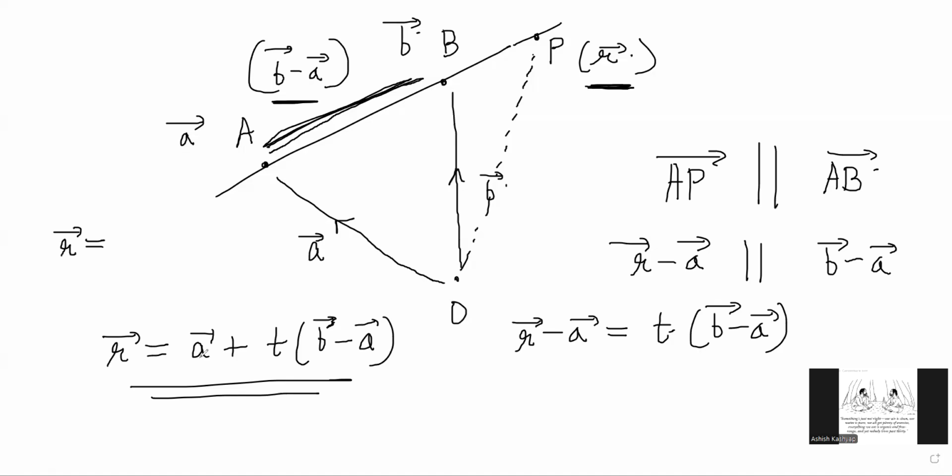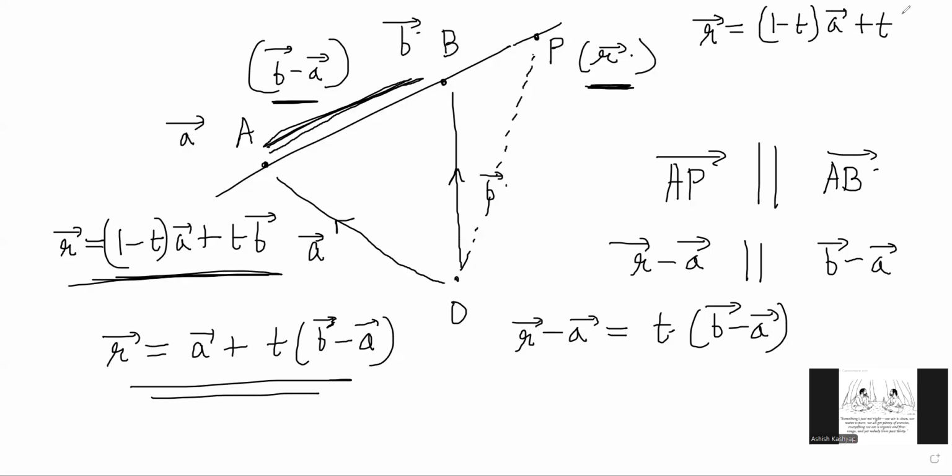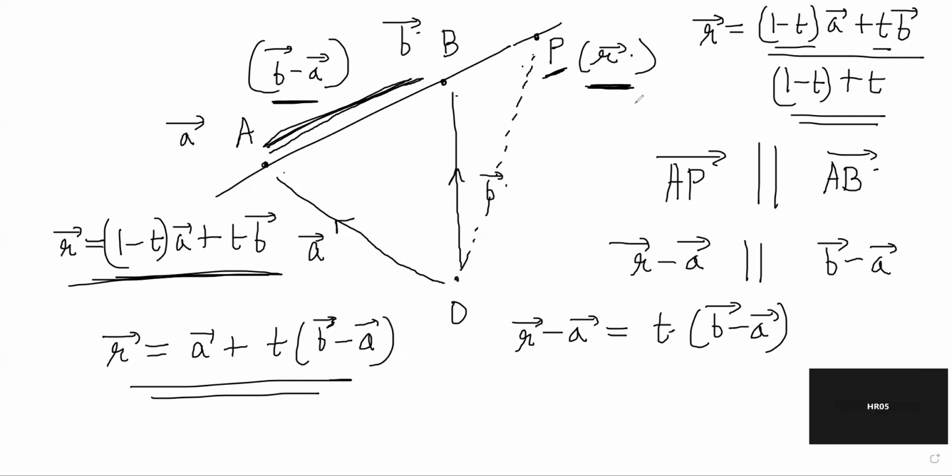And you can see that this can also be written like this: 1 minus T times A plus T times B, right? And this is similar to the section formula, by the way, because you can think of it as 1 minus T times A plus T times B, divided by 1 minus T plus T, which is 1 only. This tells you that the point P is dividing the points in the ratio of 1 minus T is to T. Section formula also looks like this only, right?